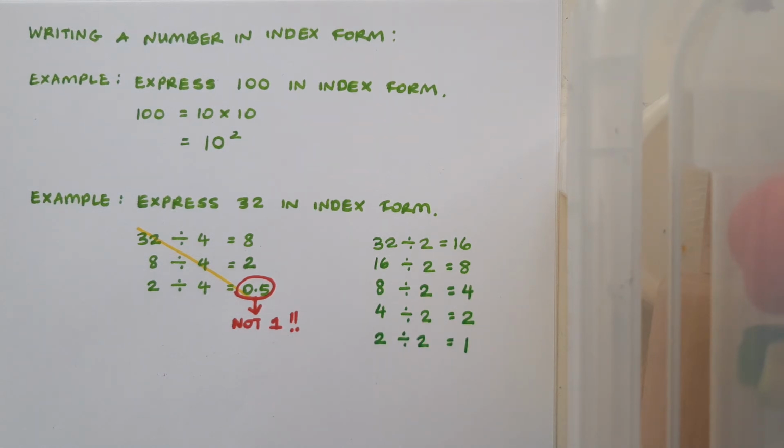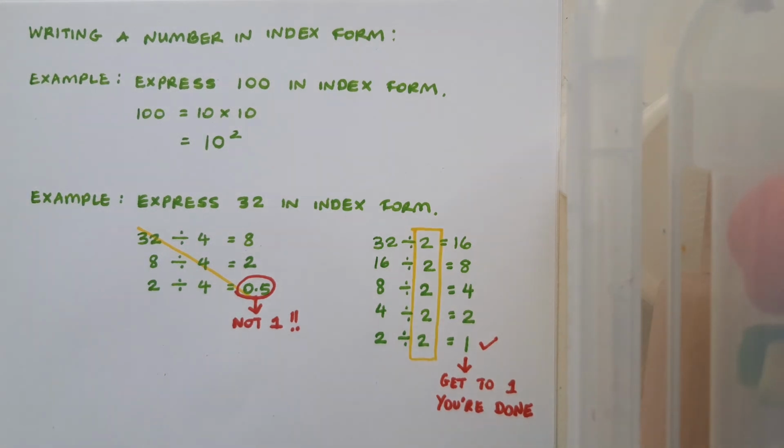Okay, this looks good. I got 1 as one of my outcomes over here in my results of my division. That's exactly what I wanted to happen. And when I get to 1, I'm done with my division. Okay, but I'm not quite done with the actual answer of the question yet, because I want to express 32 in index form. So I want to write it as a number, a base number, to an exponent.